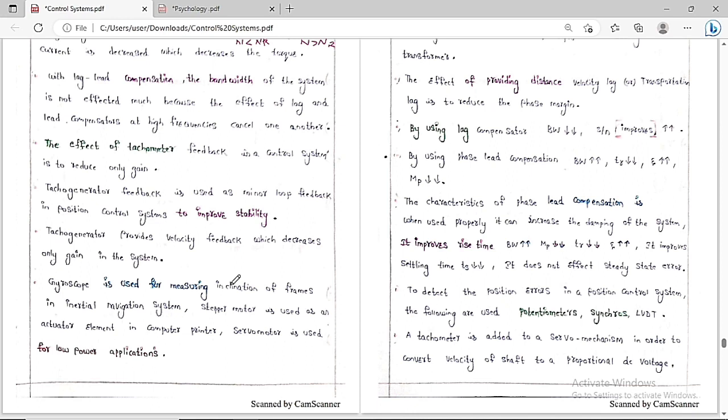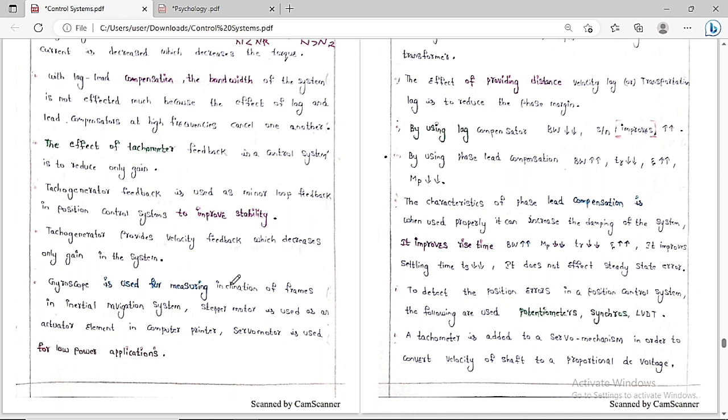So we can say that gyroscope is basically used for measuring the inclination of frames in the case of inertial navigation system, whereas a stepper motor is used as an actuator element in the case of computer printer, whereas a servo motor is used for low power applications.